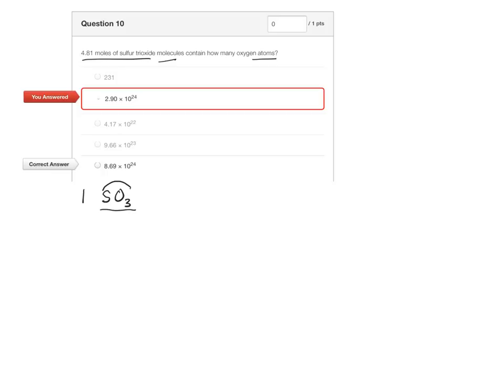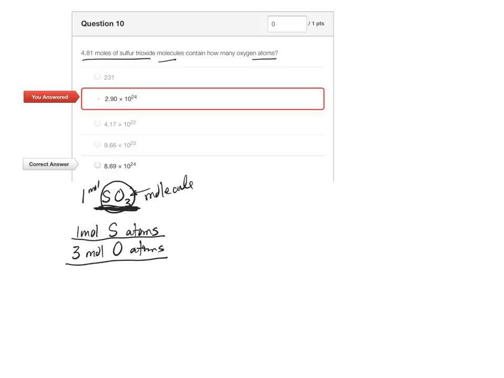Now, when you look at a molecule, if I was to break it apart, it would have 1 mole of sulfur atoms. And guess how many moles of oxygen atoms? Yeah, there'd be 3 moles of oxygen atoms. So 1 mole of sulfur trioxide molecules would contain 1 mole of just the sulfur atoms and 3 moles of the oxygen atoms. Okay, so I have 3 moles of oxygen atoms.